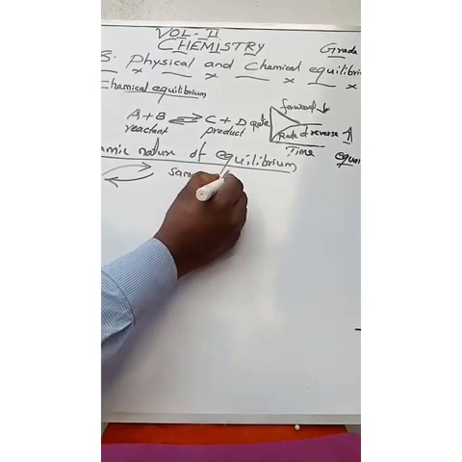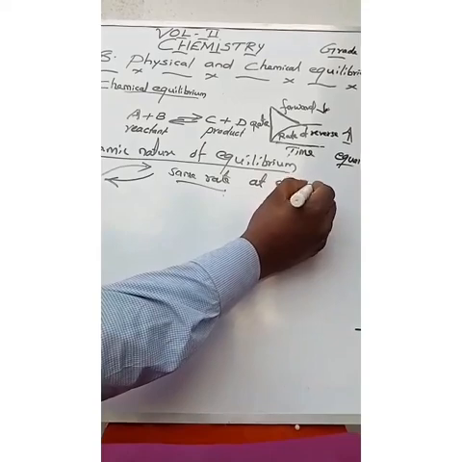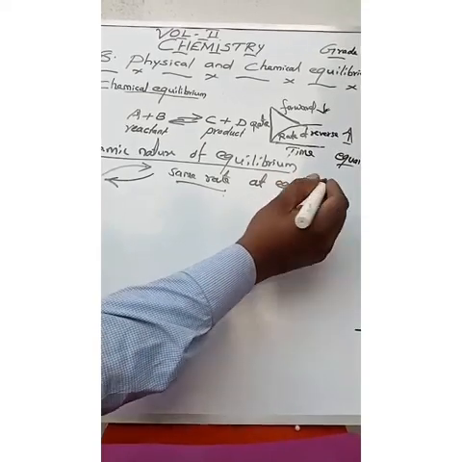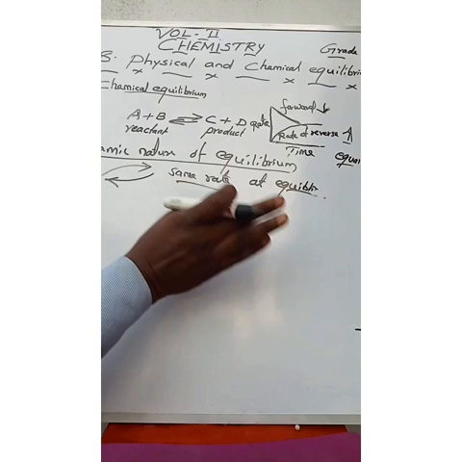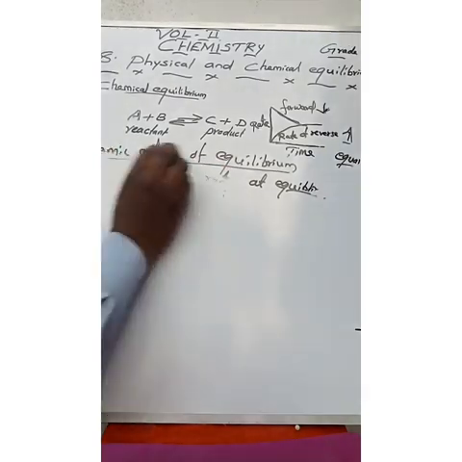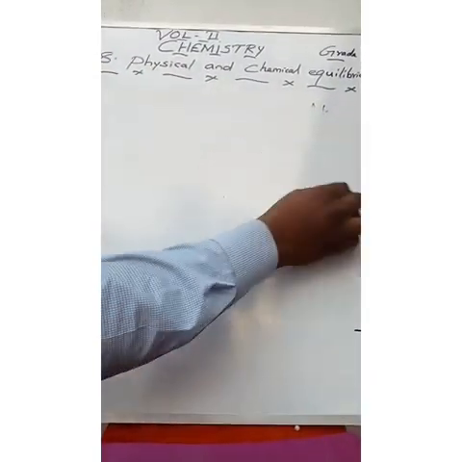At equilibrium, the forward and backward reactions are proceeding at the same rate. There is no macroscopic change observed. Am I right? Sometimes it may be a minute change, but here there is no macroscopic change observed. So chemical equilibrium is a state of dynamic equilibrium.